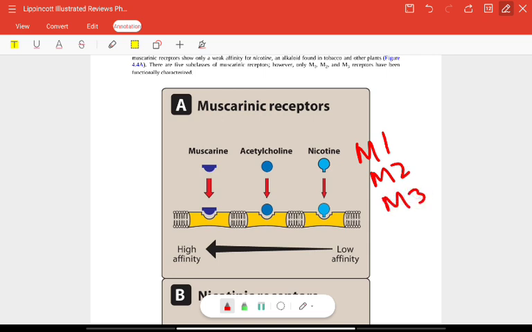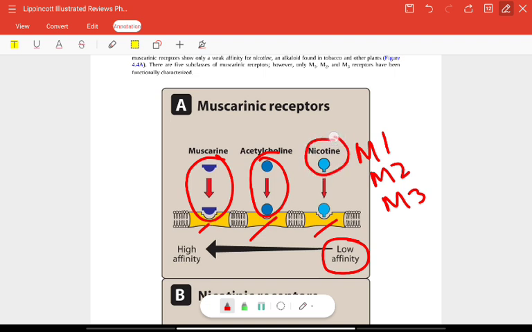Now these are muscarinic receptors. It is shown that acetylcholine also binds with the muscarinic receptors, and muscarine, an alkaloid, also binds to the muscarinic receptors. It also has a low affinity towards nicotine.